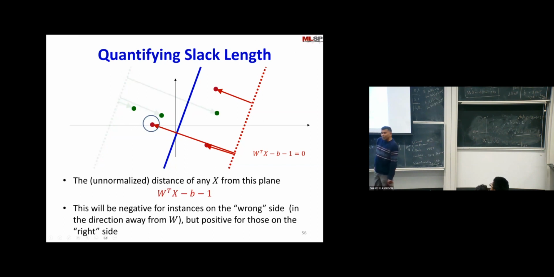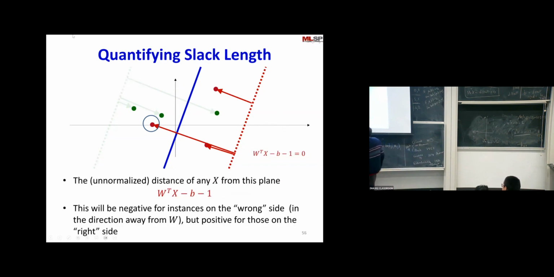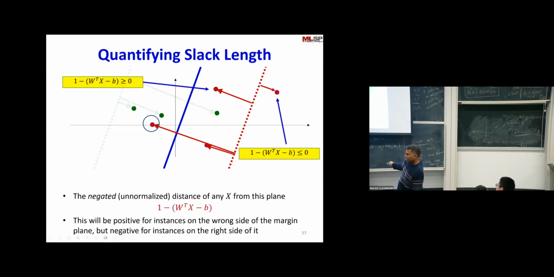And any data point that's on the wrong side of it is going to have a distance W transpose X minus B minus 2, right? But we're only interested in the ones on the wrong side. For those, this value is going to be negative. I can flip the sign, negate it and make it positive. I can say 1 minus W transpose X minus 2.